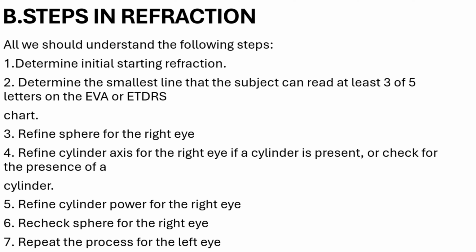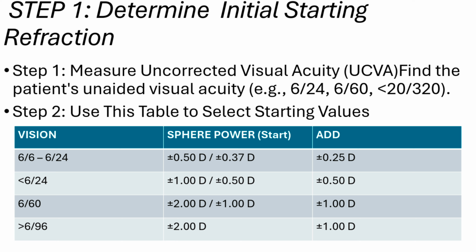First step is to determine the initial starting refraction. First of all, we measure uncorrected visual acuity. To find the patient's unaided visual acuity, like 6/60 or 6/24, you can see the table. If a patient has 6/60 or 6/24 vision, we have to start with a spherical power of plus or minus 0.50. Then we add plus or minus 0.25. Use plus for hyperopic blur and minus for myopic blur.